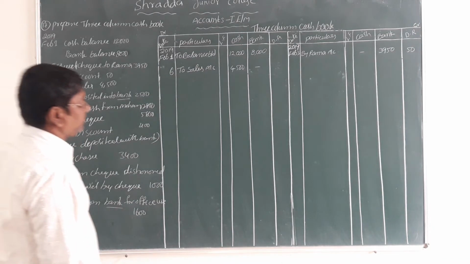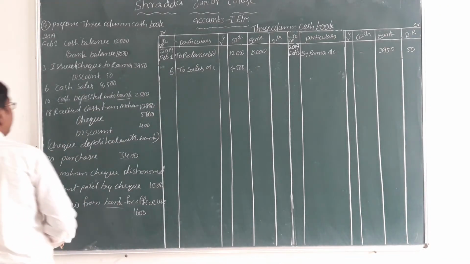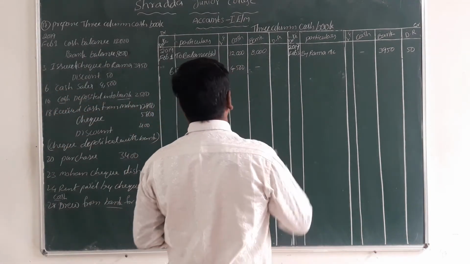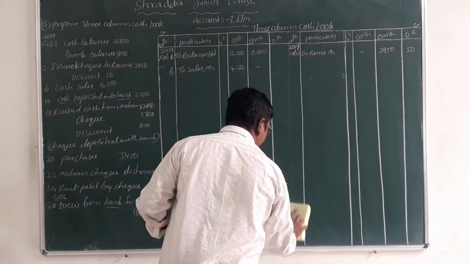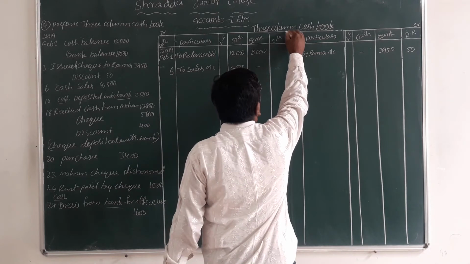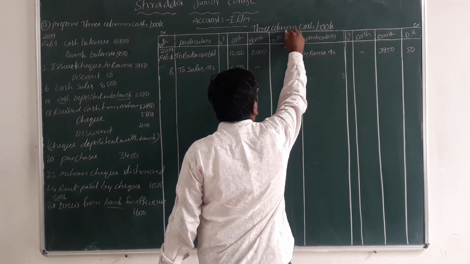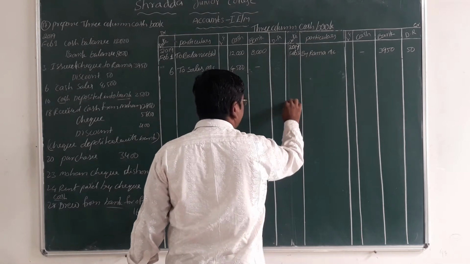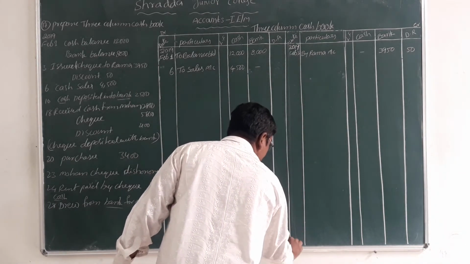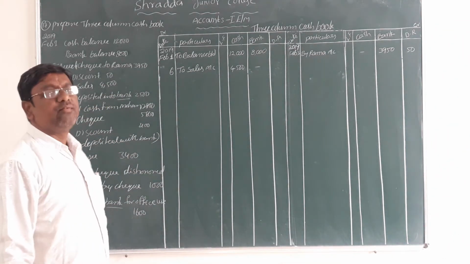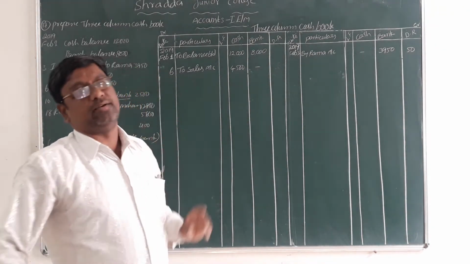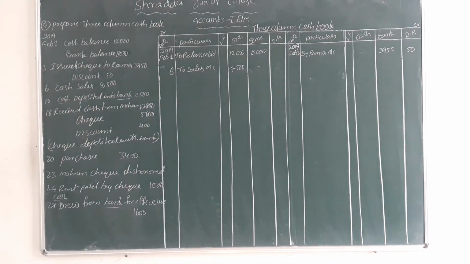Now another one. Let us see. Cash deposited into bank is given. Okay now, here there is cash and bank both. So at this time what do we do, students? We do the contra entry. Why? Because for a single transaction we record here debit and credit. What is debit and what is credit?